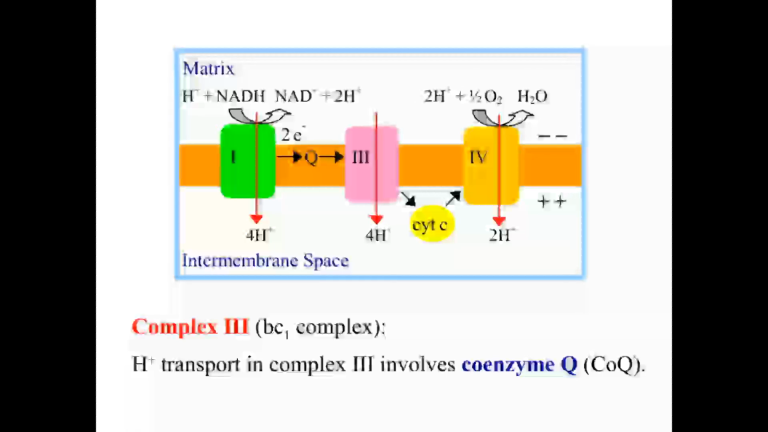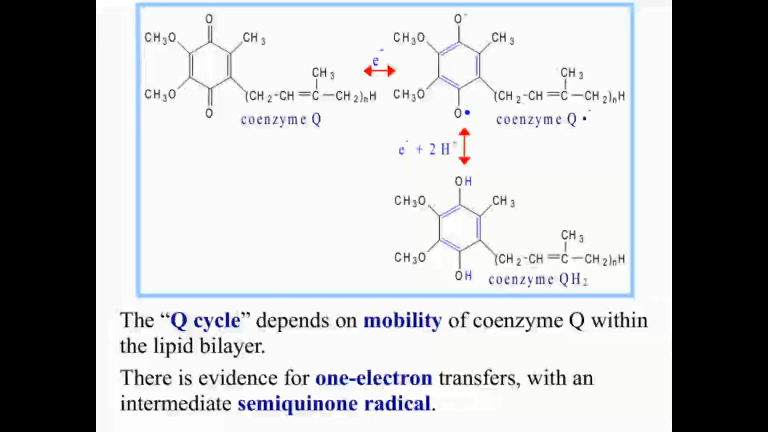So, understanding how CoQ functions in this context is key to grasping the overall efficiency of cellular respiration. It's a perfect example of how interconnected electron transfer and proton pumping are in energy production. The Q cycle relies on the mobility of coenzyme Q, or ubiquinone, within the lipid bilayer of the mitochondrial membrane. This movement is crucial because it allows Q to shuttle electrons efficiently between different complexes in the electron transport chain.